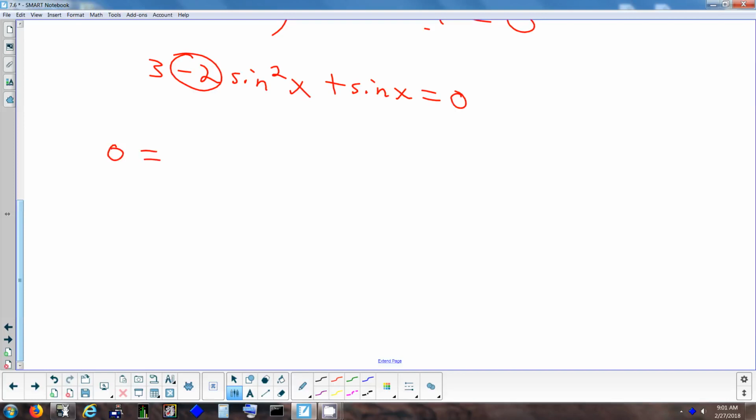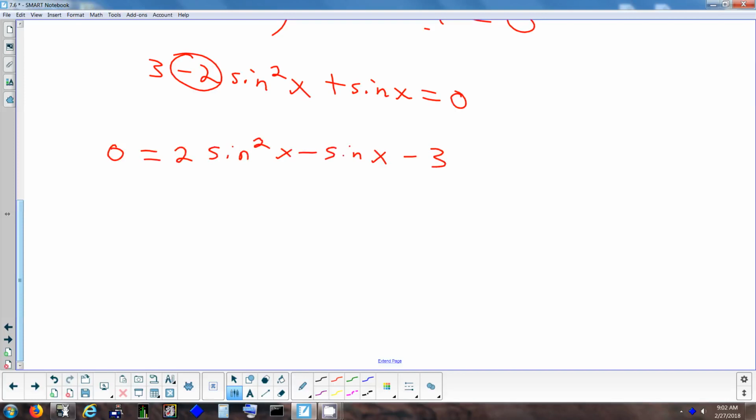So 0 equals, and now as we move it, put it in descending order. So 2 sine squared x. So we added it. We're going to subtract the sine x, and we're going to subtract the 3. Now we've got a quadratic type equation in the right order.